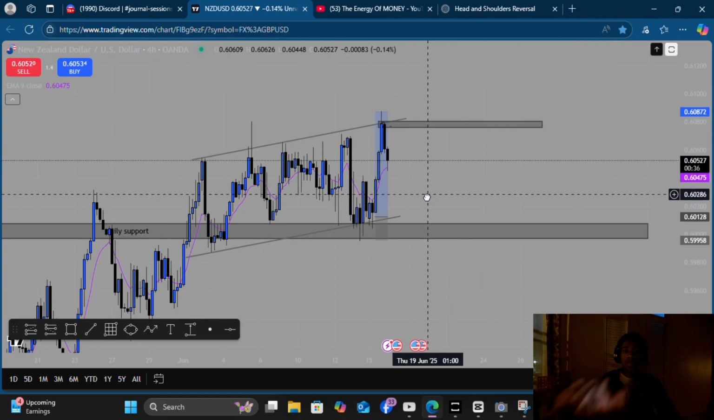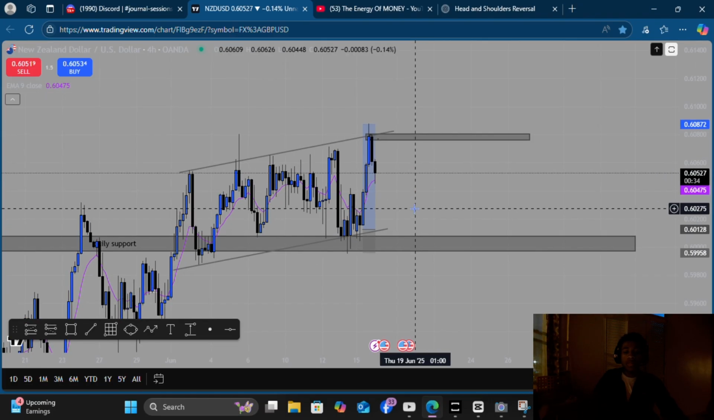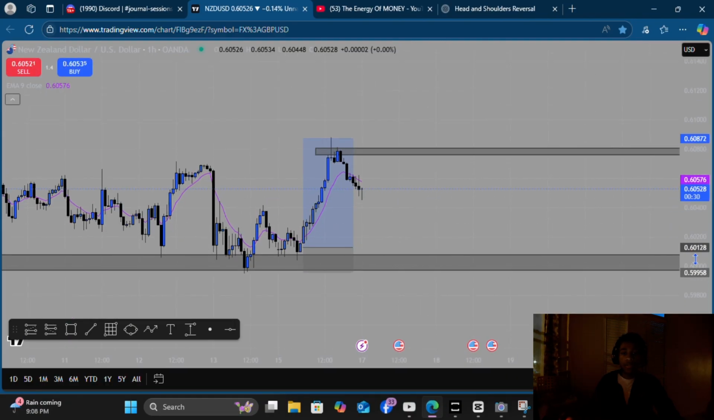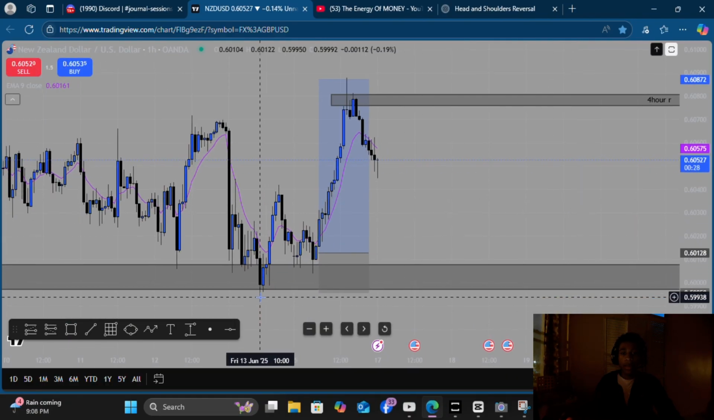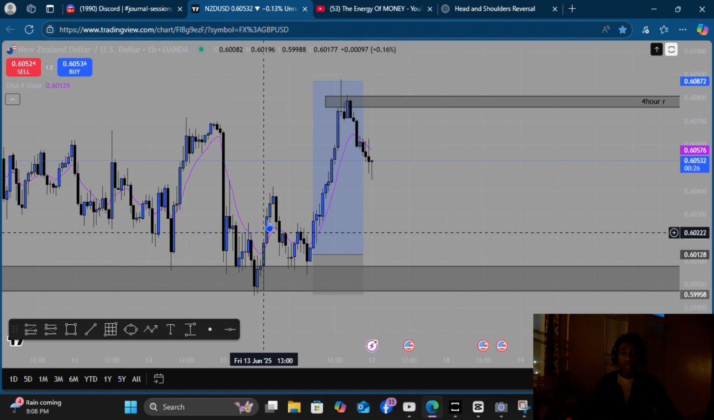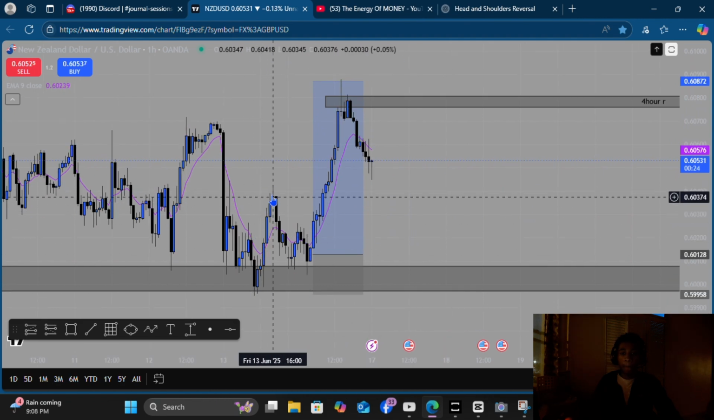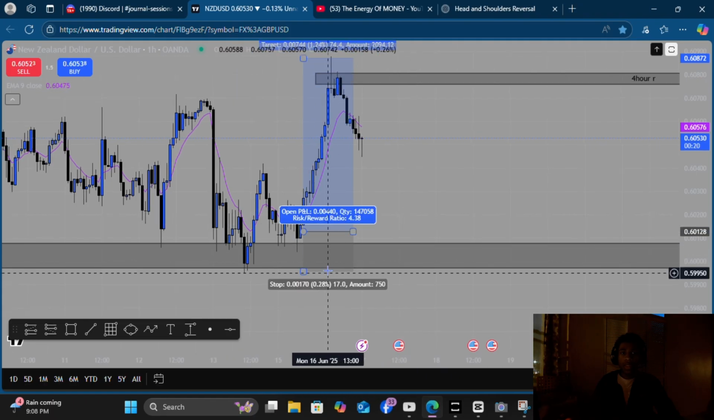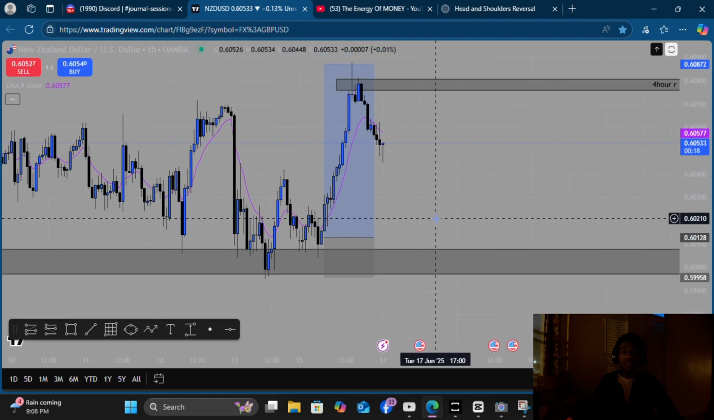So this is the 4 hour. If I drop down to the 1 hour time frame, I see that we have this liquidity grab and price pushed up. Price then came back down and we retested this support level. So I'm already knowing that I want to look for the buys.